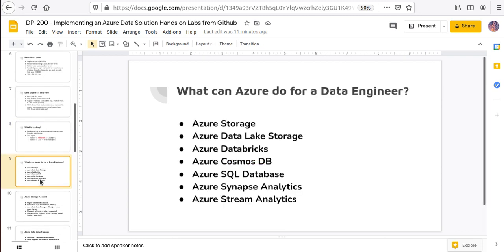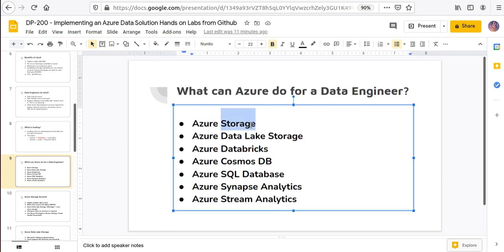Okay, so now the next question is, what can Azure do for a data engineer? Azure is enormous, and there are really so many services. I can't even say that I know all of them. I'm very comfortable with Azure Storage. I use it a lot.